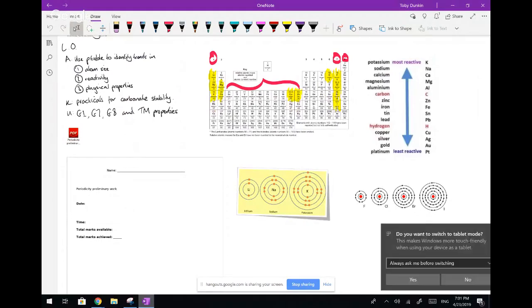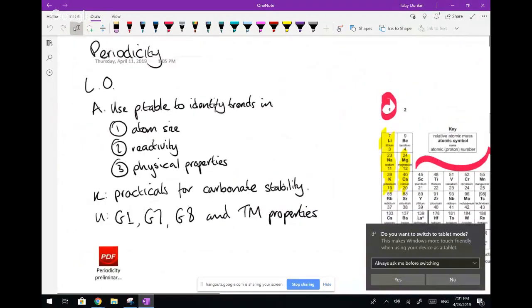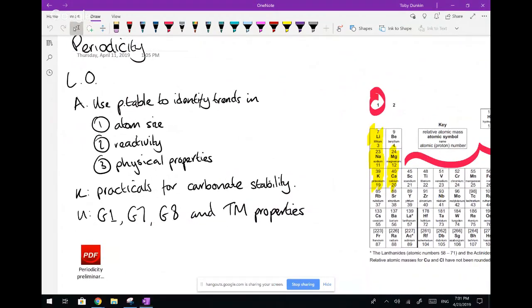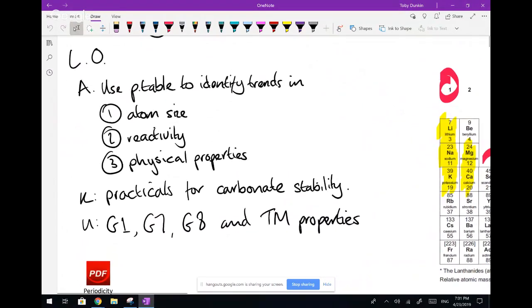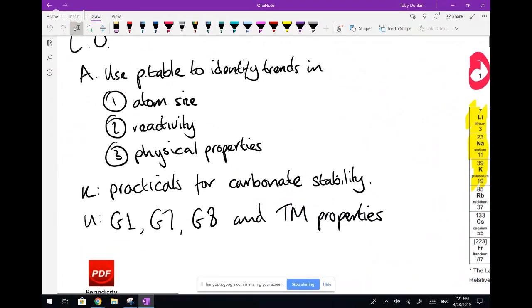Okay. So, usual thing. Now, in this case, I haven't pulled the bits out of the specification because they're kind of all over the place. So I'm just going to do the usual learning objectives. During this, I'm going to be looking at the trends and patterns in the periodic table that you guys are going to be able to use during your exams to hopefully make this a whole lot easier.